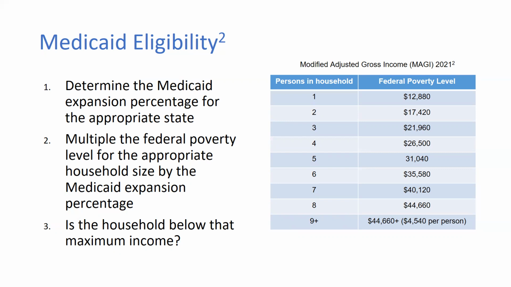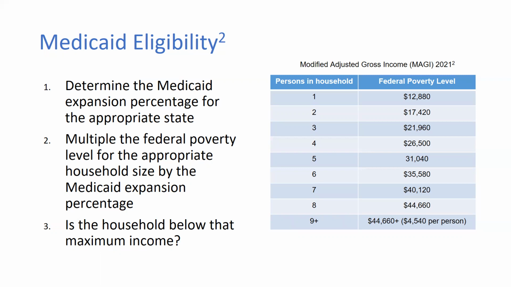As I said in the previous presentation, the Medicaid expansion was opted in by different amounts of states. 31 states opted in, 19 states did not, and they opted in at different rates. So what you have to do is look up the Medicaid expansion percentage for your state, multiply the federal poverty level by that expansion percentage, and then see whether your income is below that.